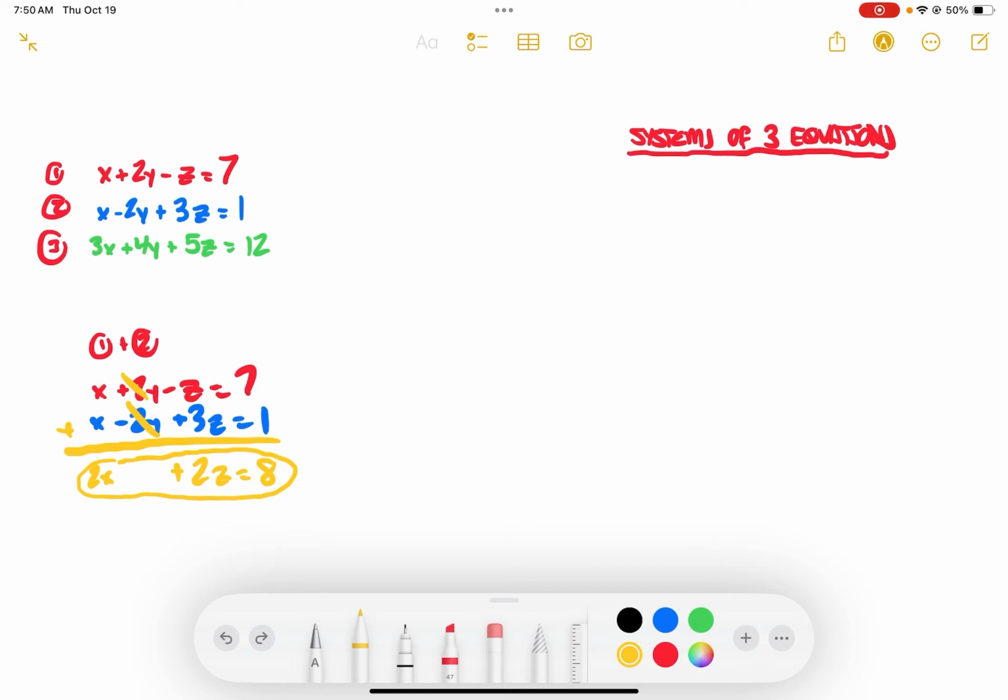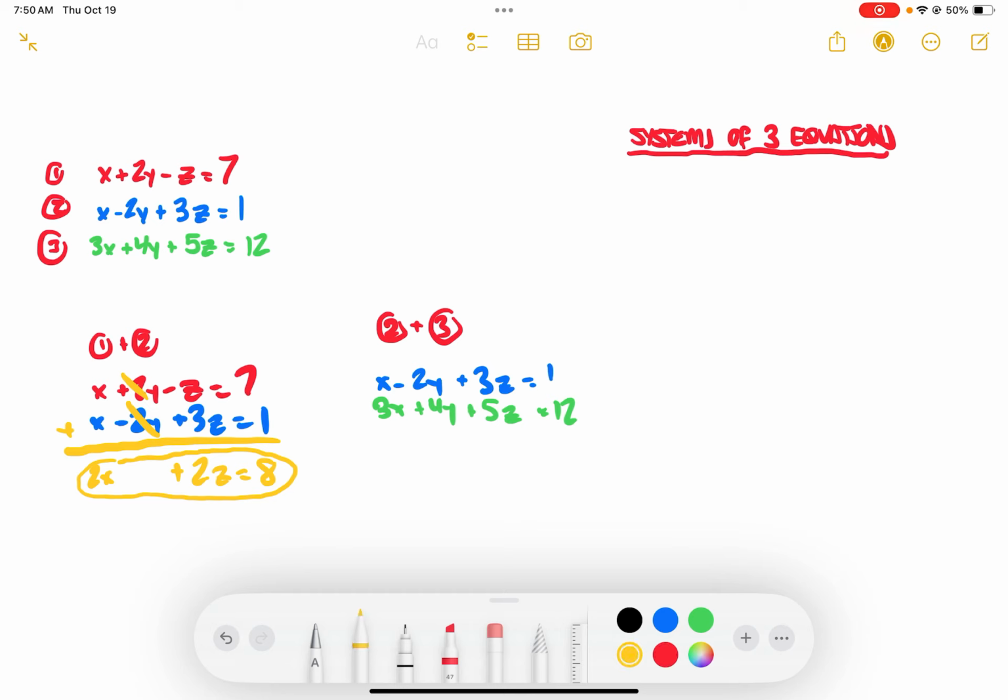So I'm going to pick equations 2 and 3. And you're going to see why in a moment. So equation 2, x minus 2y plus 3z equals 1. Equation 3, 3x plus 4y plus 5z equals 12.